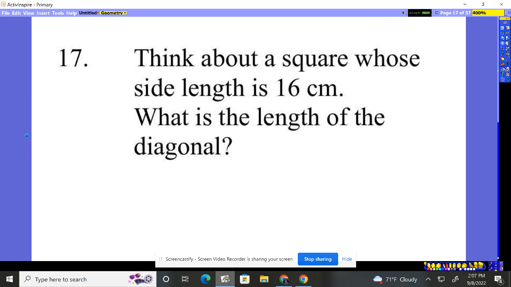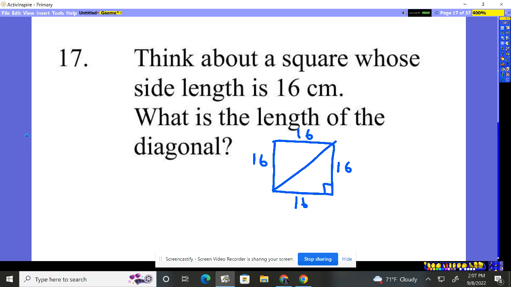17. Think about a square whose side length is 16 centimeters. So I have a square. It's 16 on every one of the sides. And it says, what is the length of the diagonal? The diagonal is the distance from one corner to the opposite corner. So I just want that.